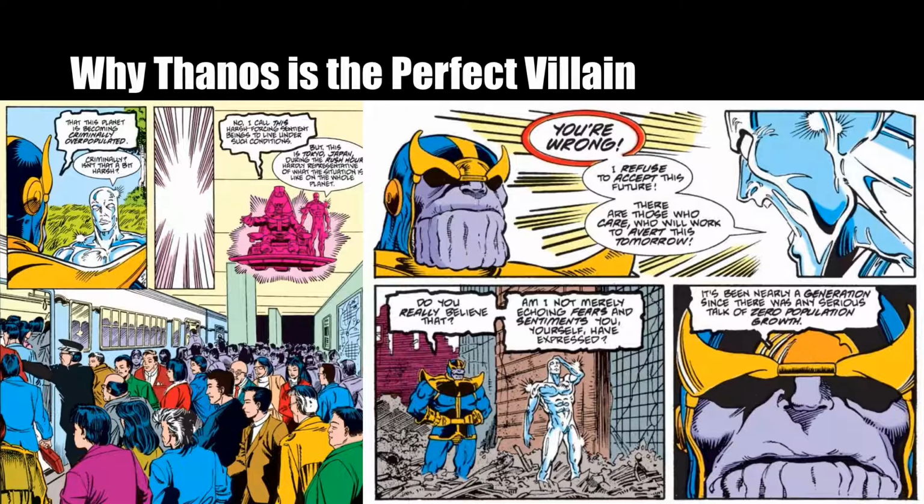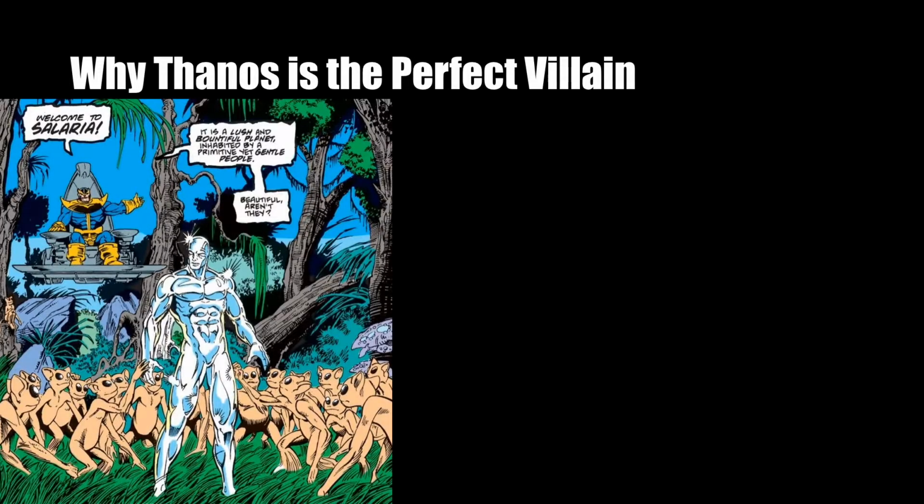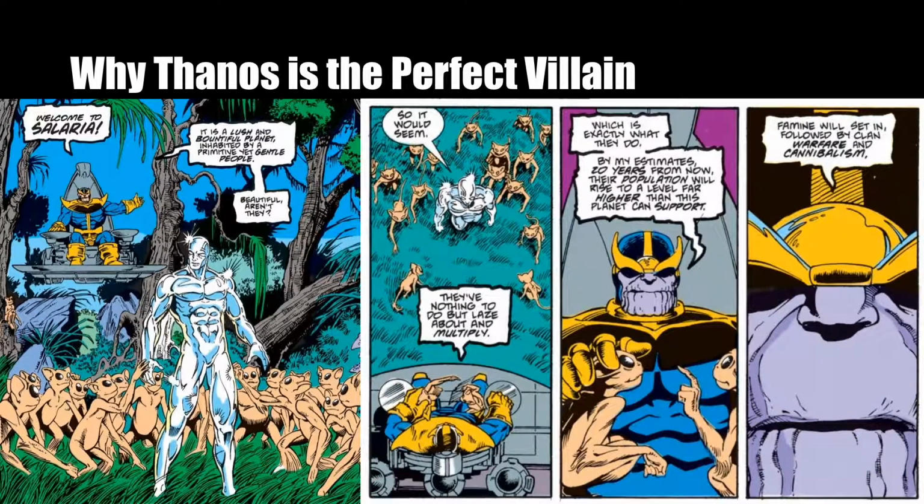To illustrate his point, Thanos, after going all over time and space, brought Surfer to the planet of Solaria and showed him the innocent Solarians who had never known disease or war. He explained that because of this perfect condition, they were soon going to overpopulate their planet and lead themselves to a quick and horrible destruction. To prevent this, Thanos asked Surfer to help him kill half the population.